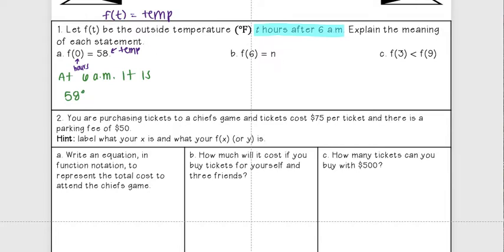Okay, now let's look at this next one. It says f of 6 is equal to n. Well, again, I'm inputting hours after 6 a.m. 6 a.m. plus 6 hours is going to be 12 p.m. And I'm outputting n, which is just a variable, so I don't necessarily know the temperature then. So this is basically saying at 12 p.m. it is n degrees outside.